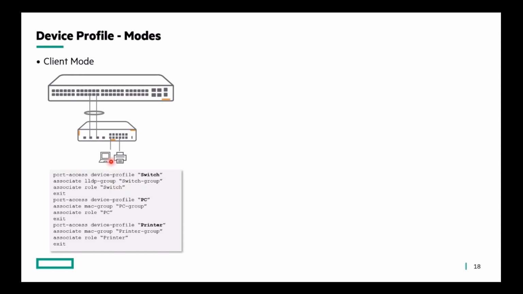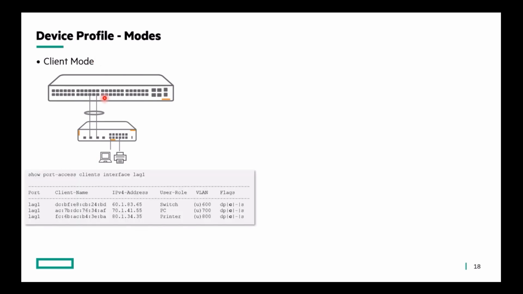Next is for the PC. For PCs, we will use a MAC group. Based on the PC's MAC address, we will associate the device profile. And next for the printers, similarly, we'll go with the MAC group. So for each end device client, you have to configure a device profile, then the match condition, and then the corresponding role assignment. Only then can the devices be onboarded over the LAG interface.